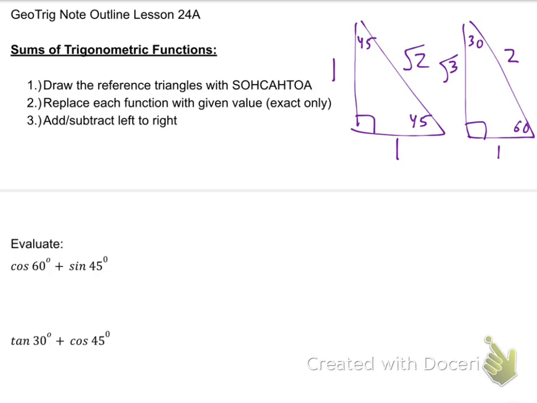Now that we have these 2 triangles, we are going to be quite happy about it, because to evaluate these trig functions, all I'm going to do is replace the function with its exact value. I do not want to see a calculator out today. We don't need them. I want exact answers only. Exact answers are going to look messy. Look at this: I got 1s and square roots of 2s, and I got square root of 3s, 2s, and 1s.